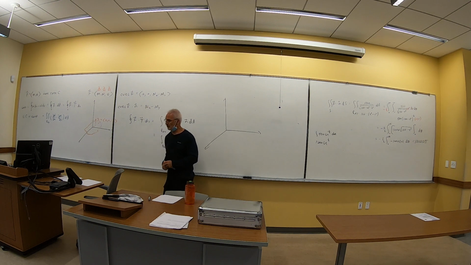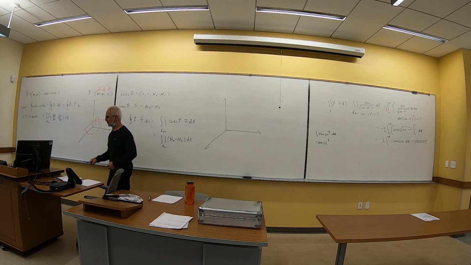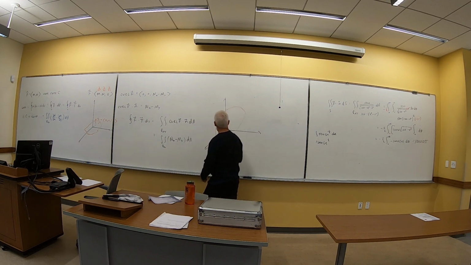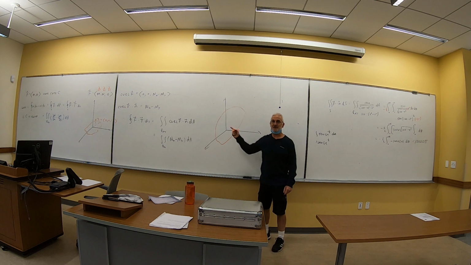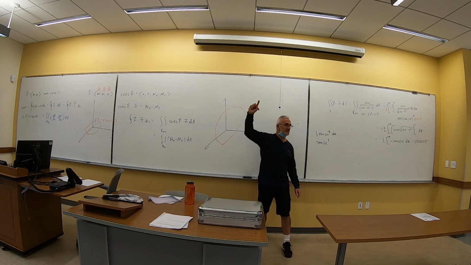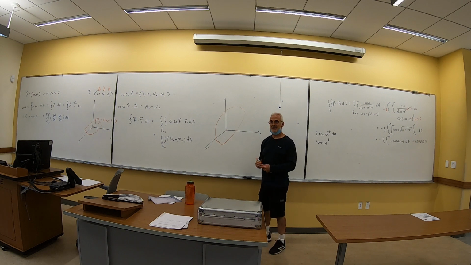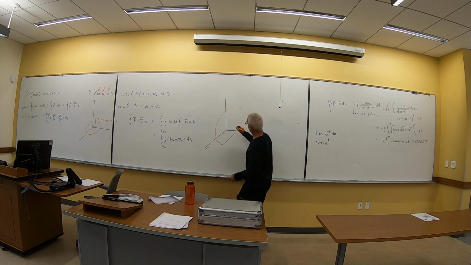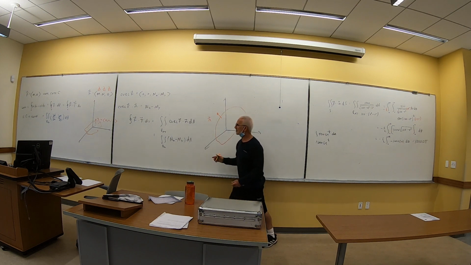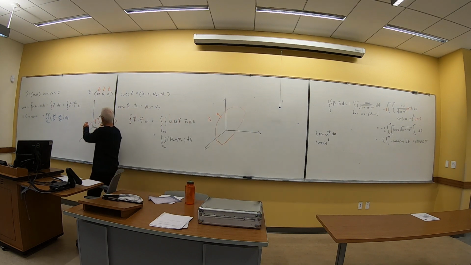I now have a loop. Make sure I get my picture correct. I now have a loop, let's say it's going tilted. This is not on the xy plane. It's now doing this through space. Okay? And let's say, there's my normal vector now. I just took this and I did this.